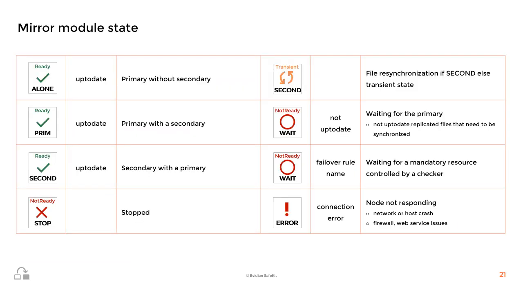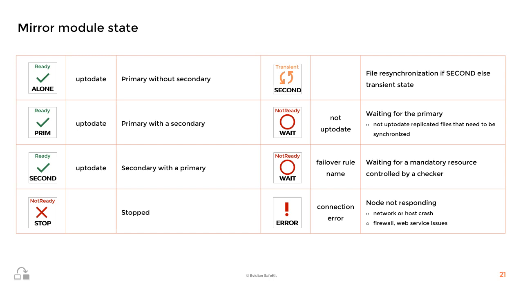Let's present the main states of a mirror module in the console. When the state is alone and the color is green on a node, it means a primary server without a secondary. The failover is not possible in this state. When the state is prim and the color is green, it indicates a primary server with a secondary. The failover is possible in this state.